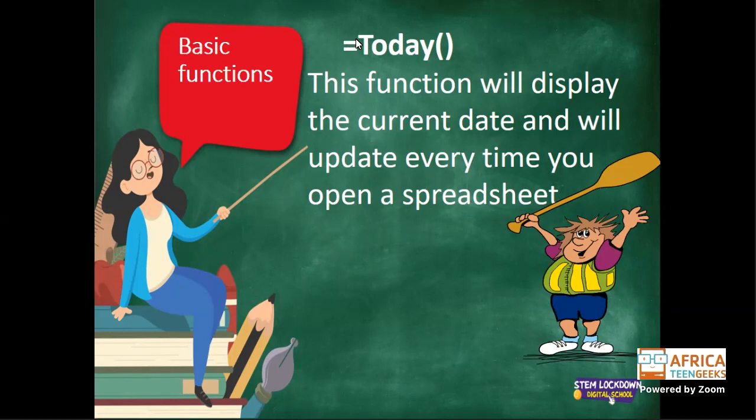We said all the time, if you want to do calculations, you must start with an equal sign followed by the name of the function. And in order to show this is a function, it must be followed by a set of what? The parentheses. This function will display the current date and will update every time you open the spreadsheet.